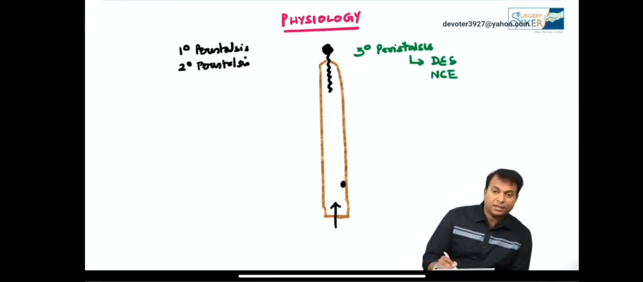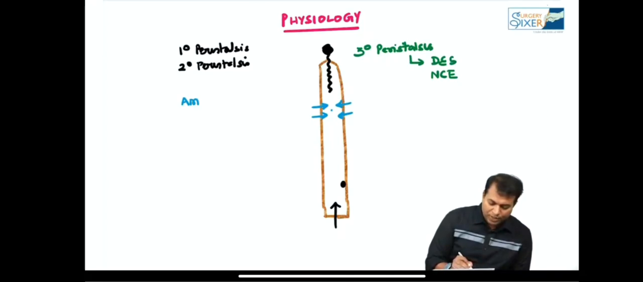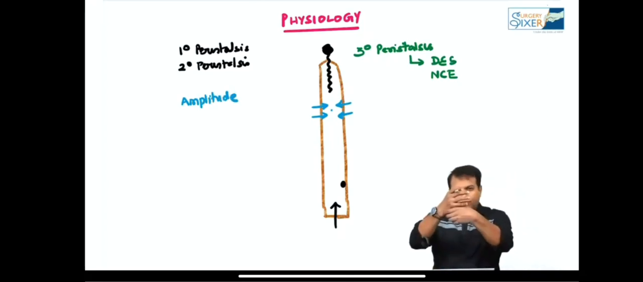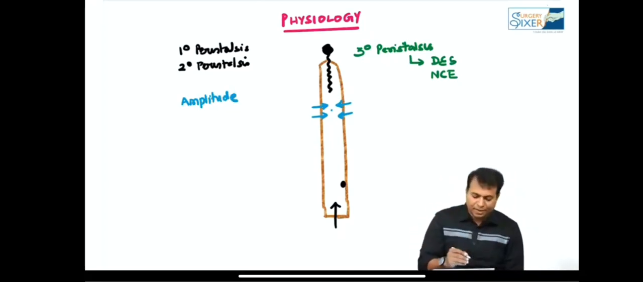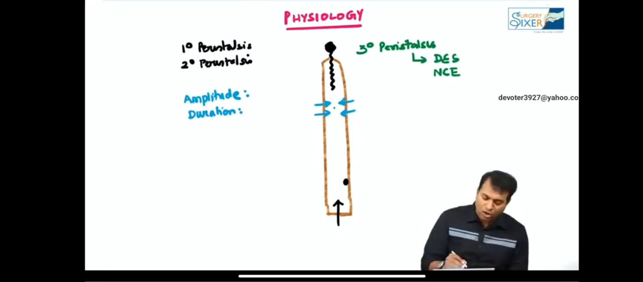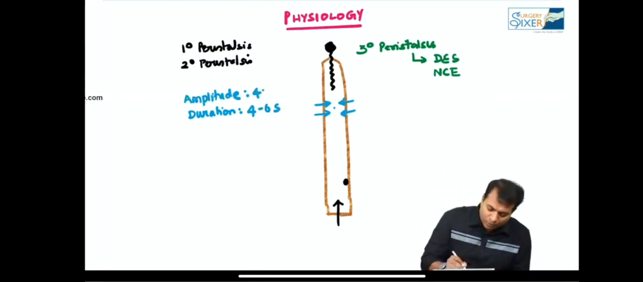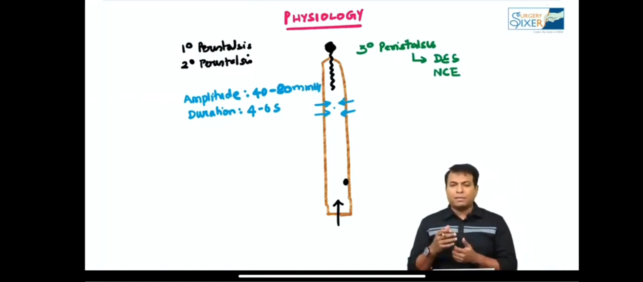Another phenomenon happens in the esophagus. The esophagus also has a property to contract. This is known as the amplitude of the esophagus. The contraction will not be extending; it will contract for 4 to 6 seconds, which is known as duration. The normal amplitude with which it contracts is around 40 to 80 millimeters mercury, and some books say 40 to 120 millimeters mercury.